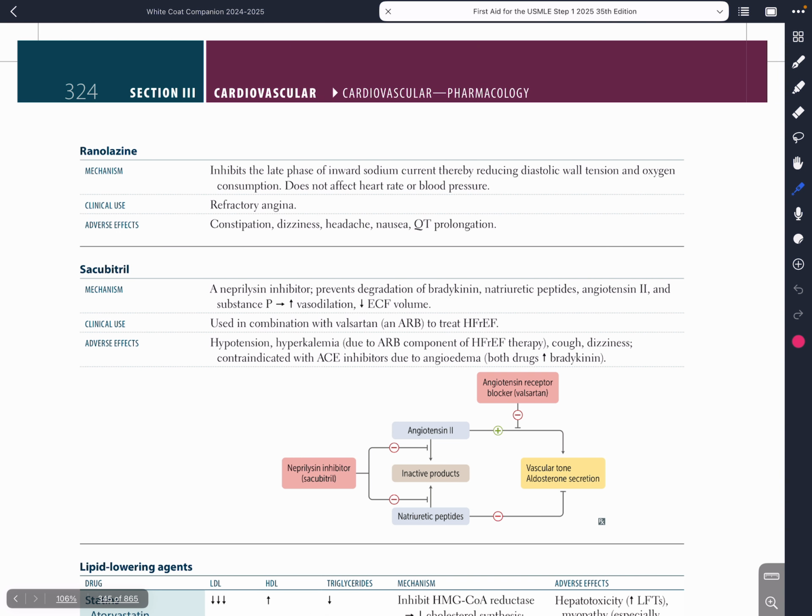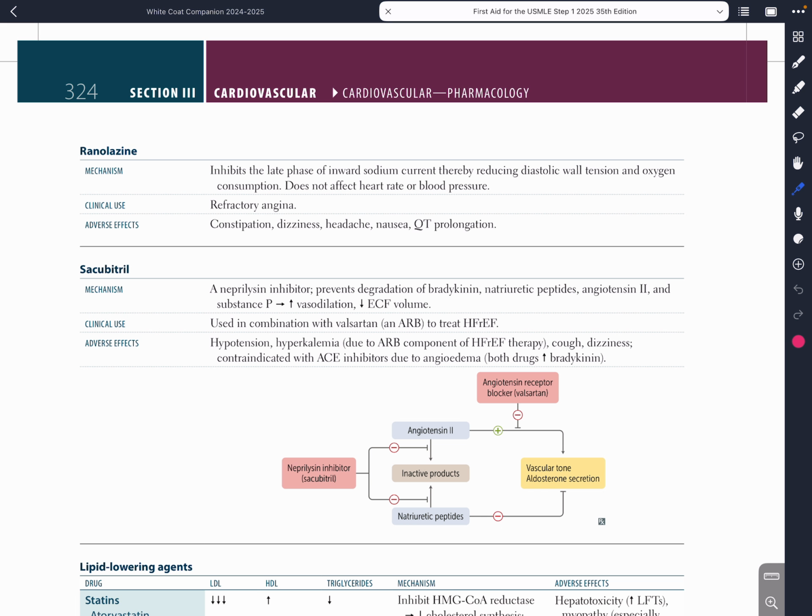Moving on, the next medication is ranolazine. Ranolazine's mechanism is that it inhibits the late phase of inward sodium current, thereby reducing diastolic wall tension and oxygen consumption. It does not affect heart rate or blood pressure. So ranolazine can be safely given in patients with low blood pressure.